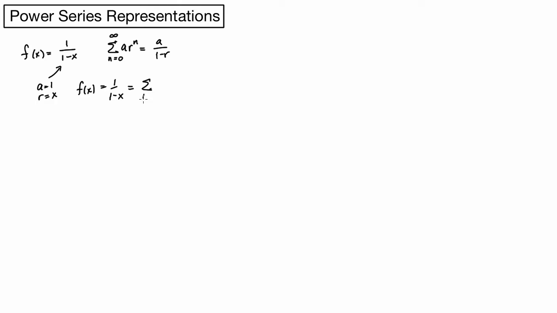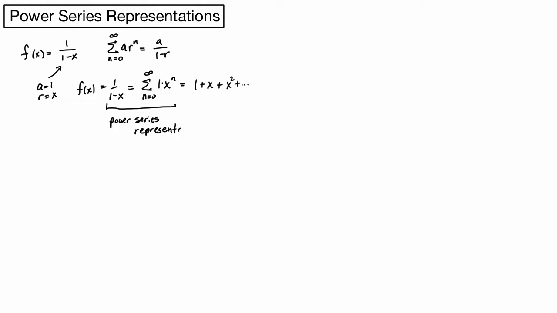a sum of the form n goes from 0 to infinity of, if a is 1, 1 times x to the n, which is 1 plus x plus x squared, and so on. And that is indeed the case: this function has a representation in terms of a power series. The representation then is the sum of these terms. It looks like this. And this is called our power series representation.